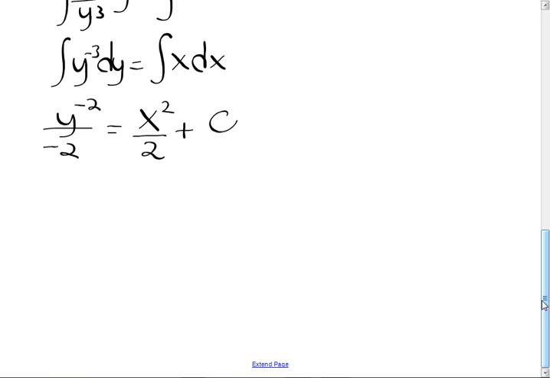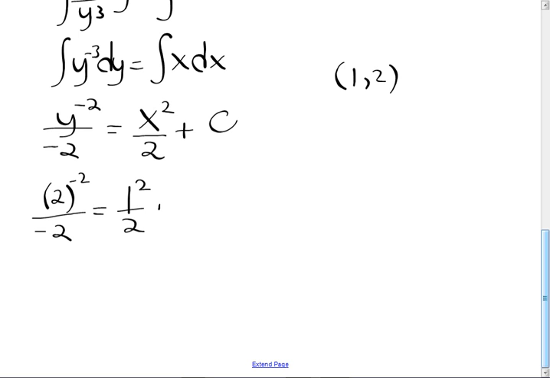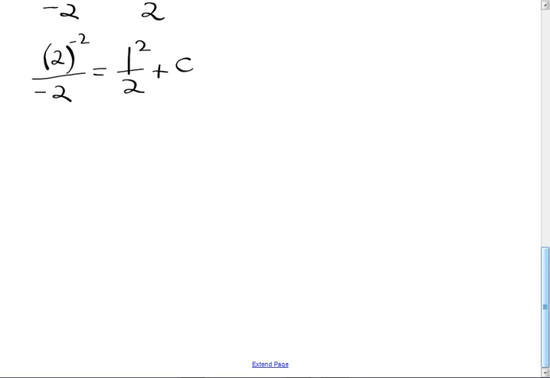Okay, so what's the point? 1, 2? Now you got to put them in the right place to get this point. What goes in for y? Now I think there's going to be some of you that will evaluate that wrong. So you lose your answer point. 1 squared over 2 plus c. If you don't want to evaluate it, you don't have to. You can just leave it that way. But what's 2 to the negative 2? Yeah, you don't have to do that. That's what? 1/4.